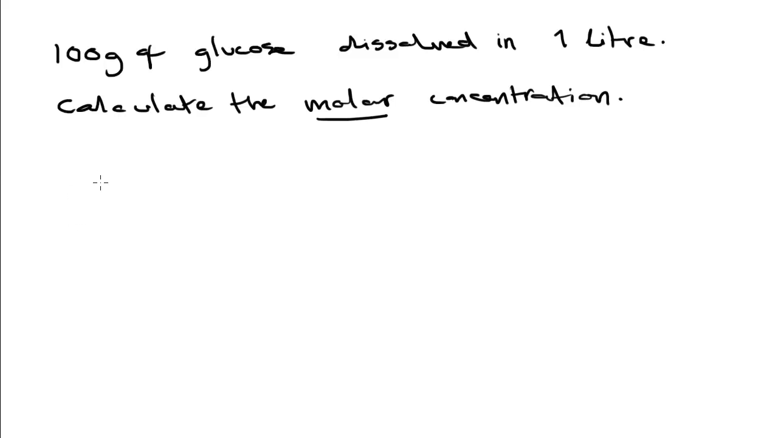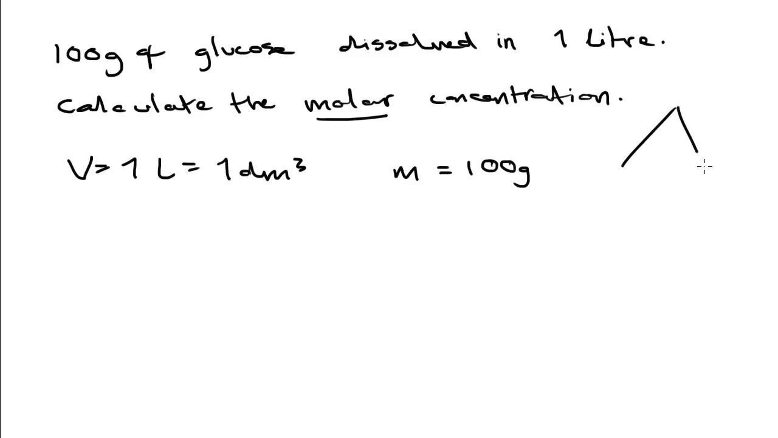Wonderful. So what do we need to know? First up we need to know the volume. Now the volume is 1 liter, which is 1 decimeter cubed. Wonderful, we've got volume. Now what are we also given? We're given a mass, which is 100 grams. What we need to find in order to calculate concentration, let's look at my triangle again. Concentration is number of moles divided by volume. So I've got volume and I need the number of moles. How am I going to work out the number of moles from the mass?